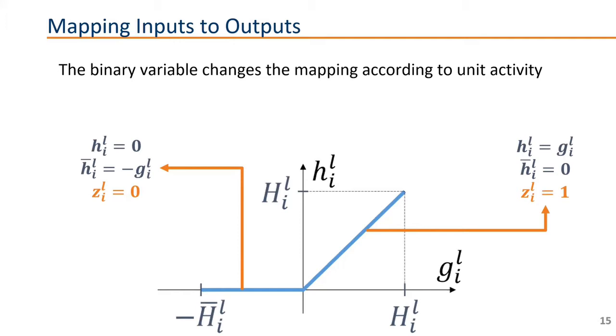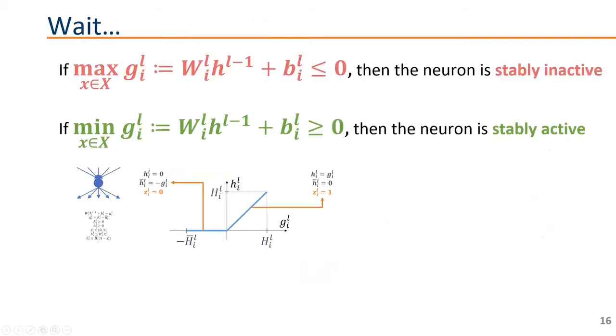So basically, we have a piecewise linear function with 2 pieces, and by using this additional h bar variable that you're seeing here, we can have a tight convex relaxation of this function in terms of g and h. And so putting it all together, we have two optimization problems with the same constraints. And I'm telling you that if we can solve these two MIPs, we can tell whether a neuron is stably active, stably inactive, or none of those.